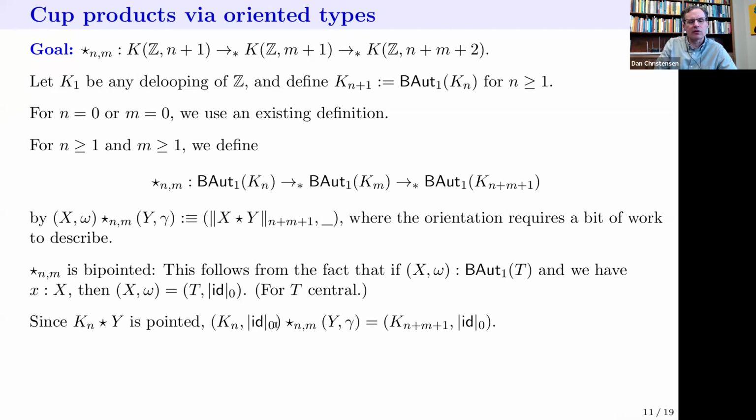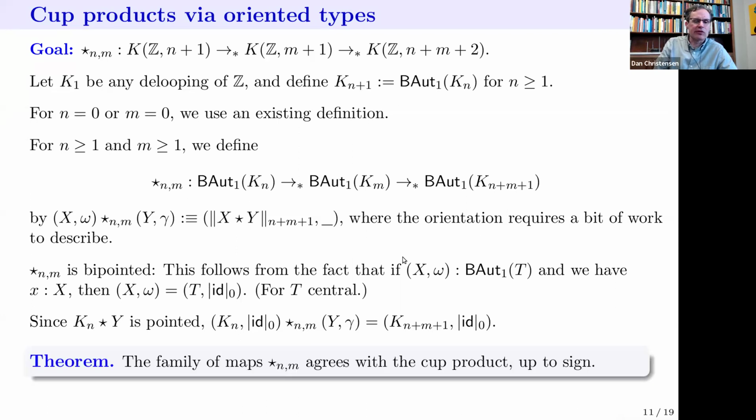So therefore, when I do this operation, the truncation of that join will still have a point, and it'll be oriented, so it'll be trivial. It'll be equal to the base point. And same for the other factor. Okay, and then the claim is that those maps do give the cup product, at least up to a sign.